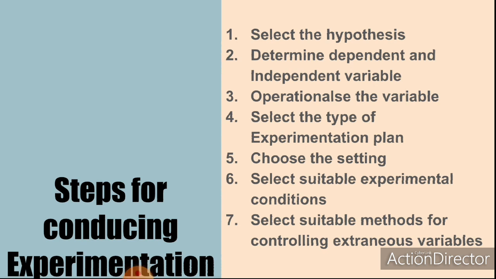The first step is selecting the hypothesis, then determining the dependent and independent variables, then operationalizing the variables, then selecting the type of experimentation plan, choosing the setting, selecting the suitable experimental conditions, and selecting suitable methods for controlling extraneous variables. So, these steps must be followed for conducting an experiment.